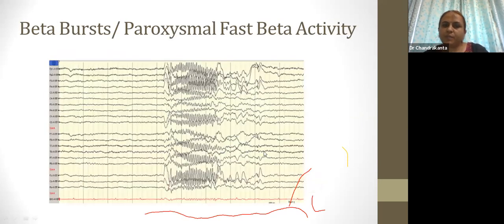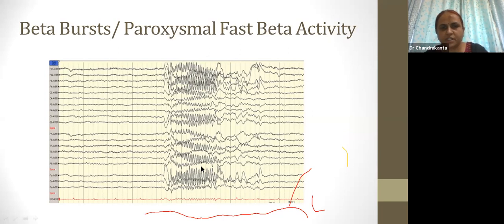Then the epileptiform discharge can also be in the form of fast beta activity, the paroxysmal fast beta activity or beta burst. So this is different from the generalized beta activity background. Jo humne pehle dekhi thi, that was all over the record was beta. But here if you see, there is a sudden burst of generalized beta activity and this high voltage. So this is also an epileptiform discharge.